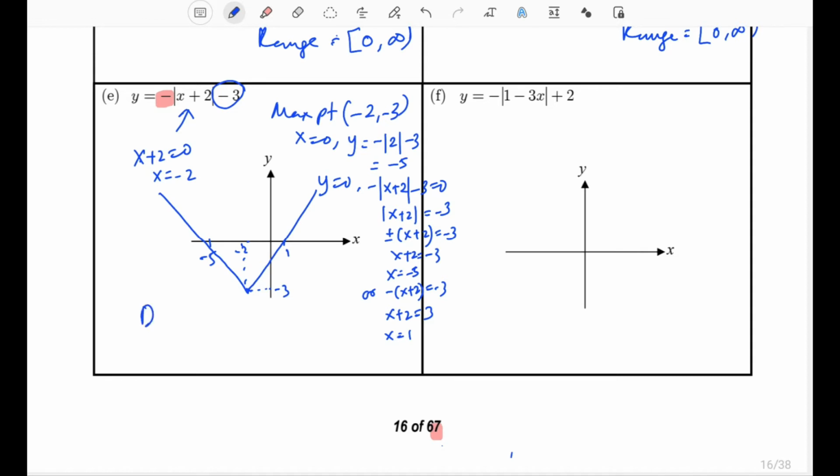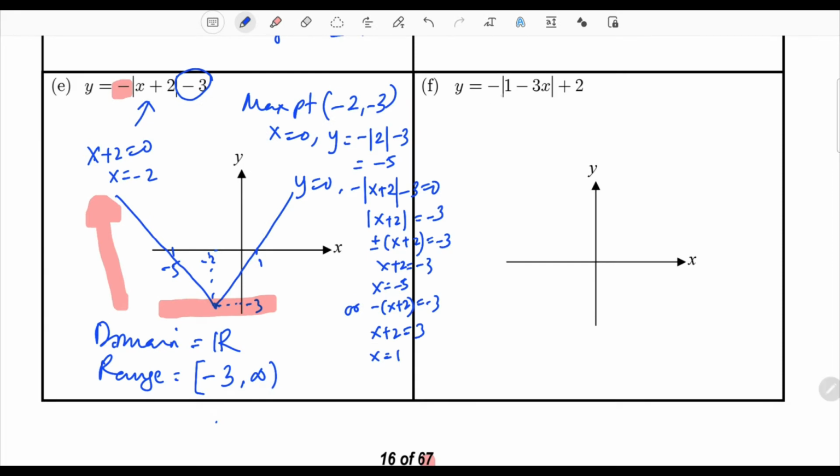Sorry. Right, domain. Domain will be, again, real number. So range will be definitely from the lowest value, which is -3, and above. Alright? So meaning -3 included, up to infinity.